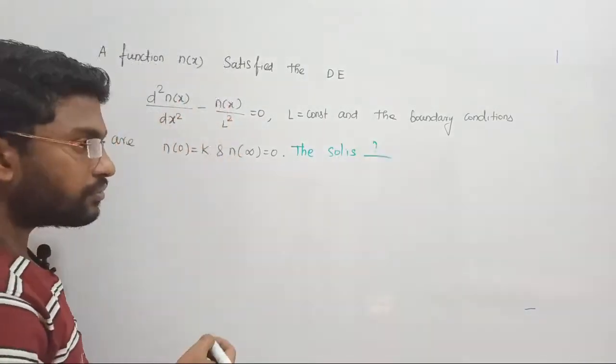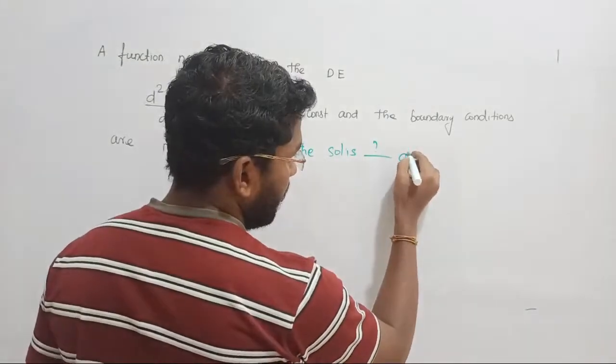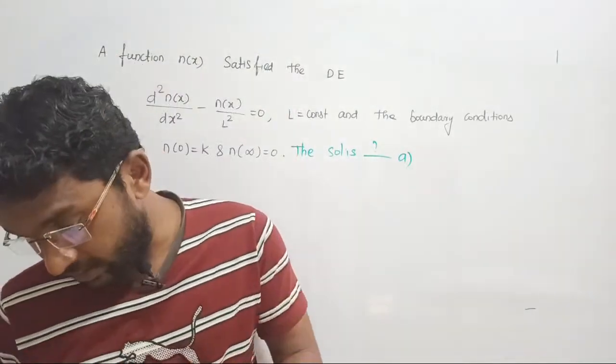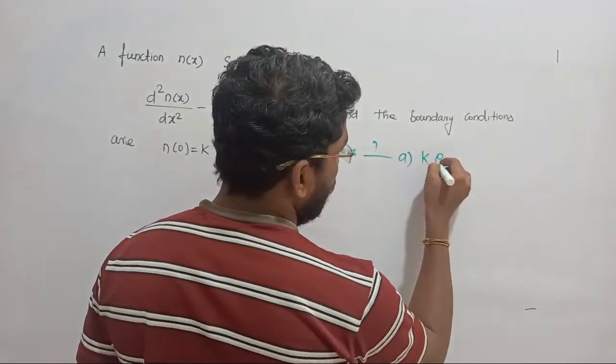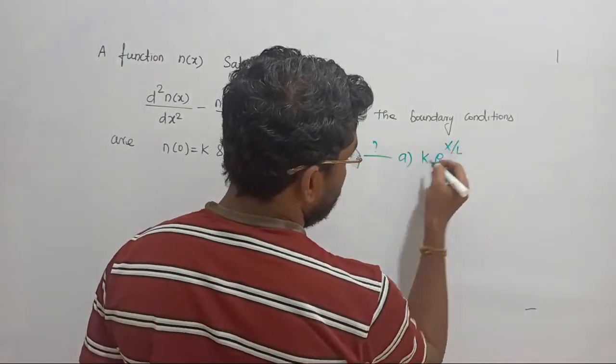Okay. Let me write the options they are given. Option A, they said n of s equal to k into, let me write the answer directly, that is k into e power x by L.